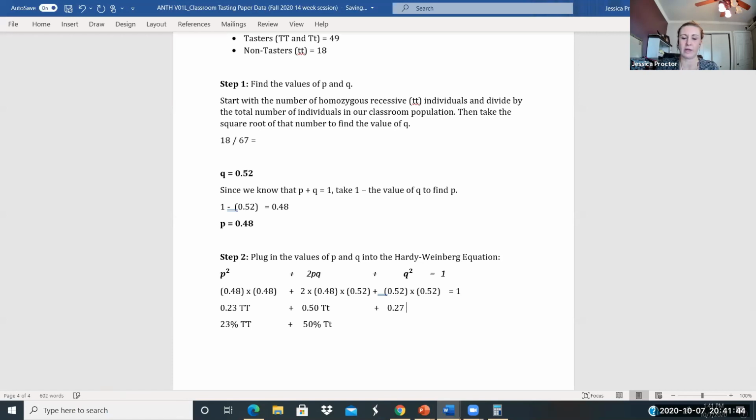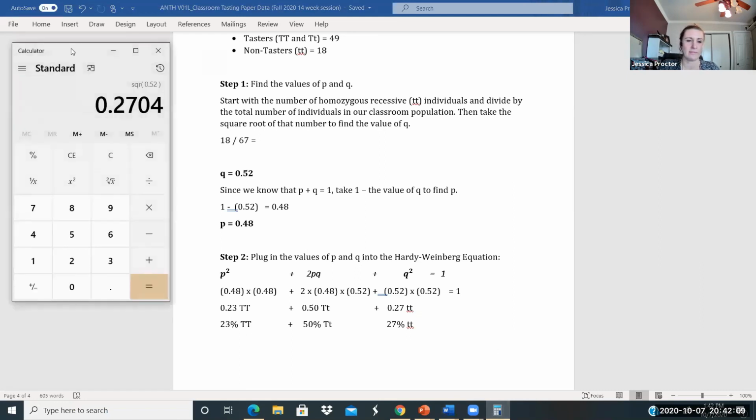Okay, so that's the frequency of the homozygous recessive individuals in our population. If we want to turn that frequency into a percentage, we just move our decimal 2 places. That becomes 27%. We now know that 27% of our classroom population is homozygous recessive at the locus that determines whether or not you can taste PTC.